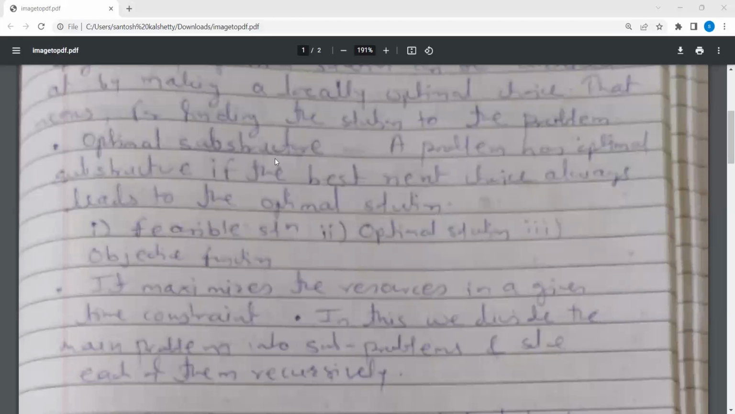Next characteristic. In this optimal substructure, there are different solutions: first is feasible solution, which is also a characteristic of greedy method, then optimal solution, and objective function.